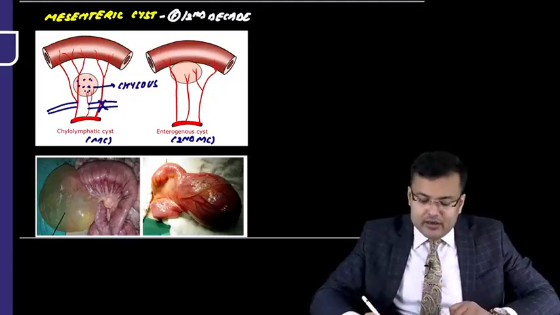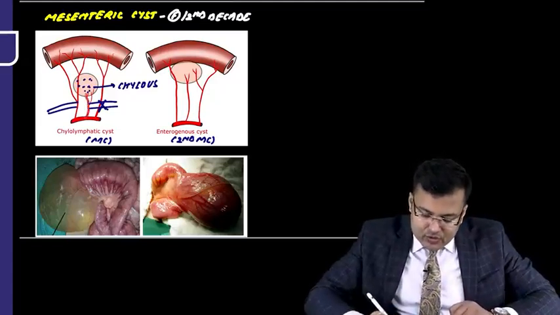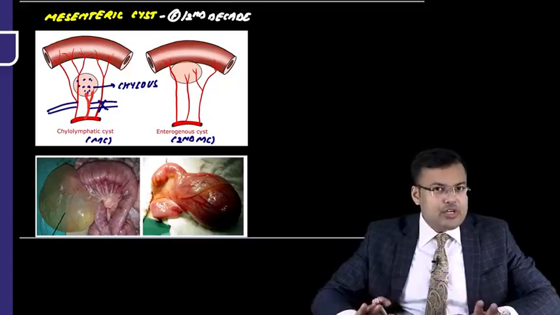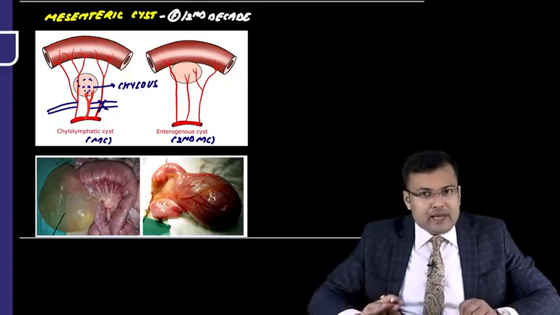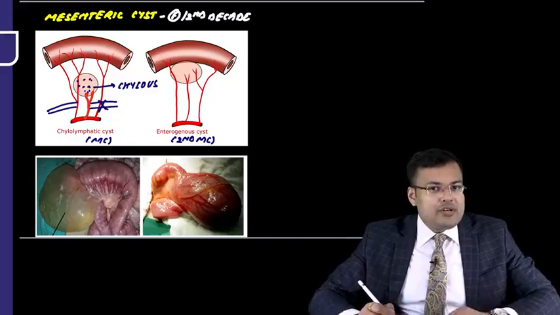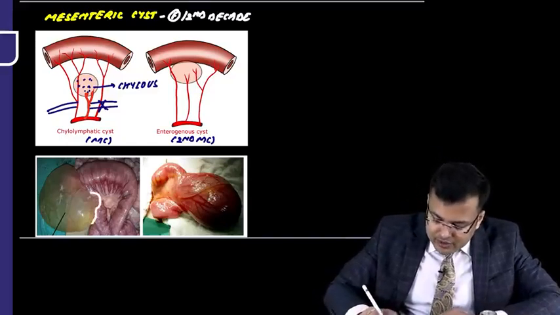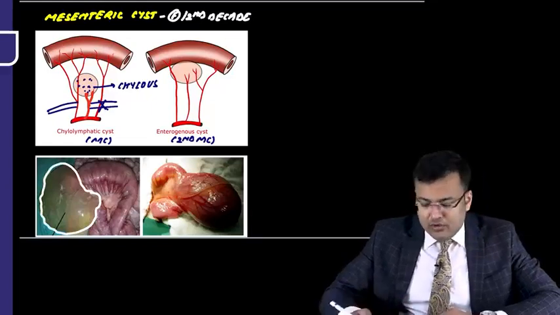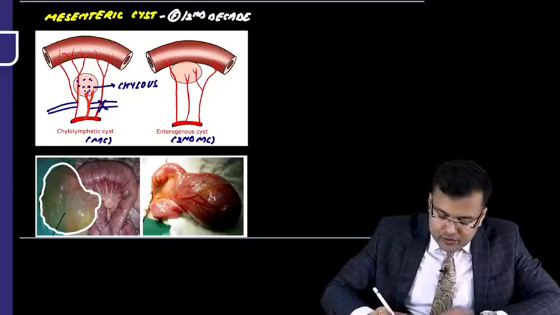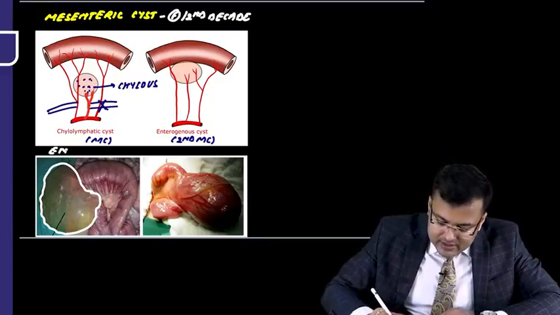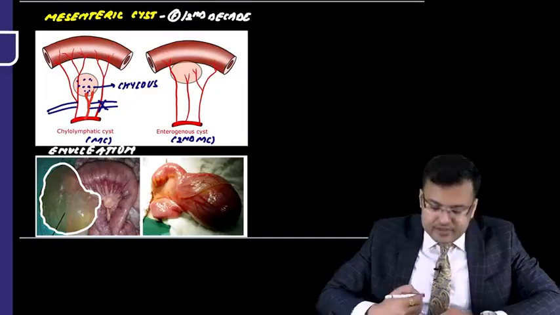What is the good thing here? You can see that it is having its own blood supply. So there is no shared wall, no shared vascular supply. That's why here, what is the treatment of choice? Treatment of choice is enucleation, because there is no shared wall, no shared vascular supply. So what do we go for in chylolymphatic cyst? We go for enucleation. That is the treatment of choice.